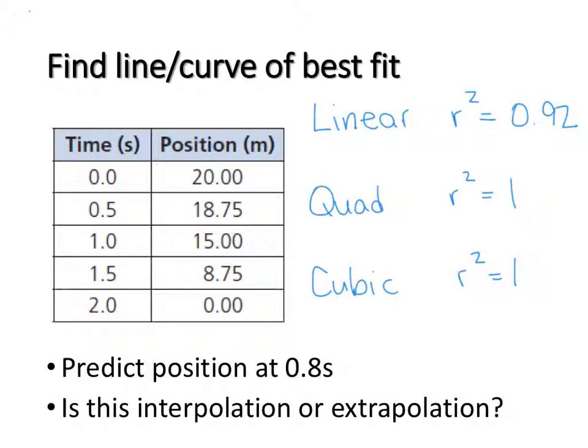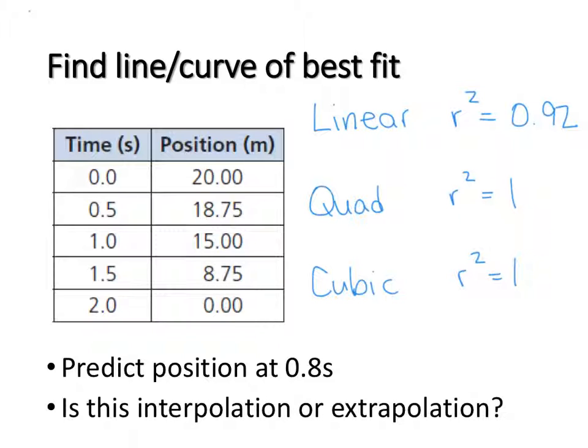Something interesting happens with these regressions. We notice that for a quadratic regression, we get an R² of exactly 1. In other words, that quadratic equation is a perfect model. But we also get an R² of exactly 1 for a cubic.